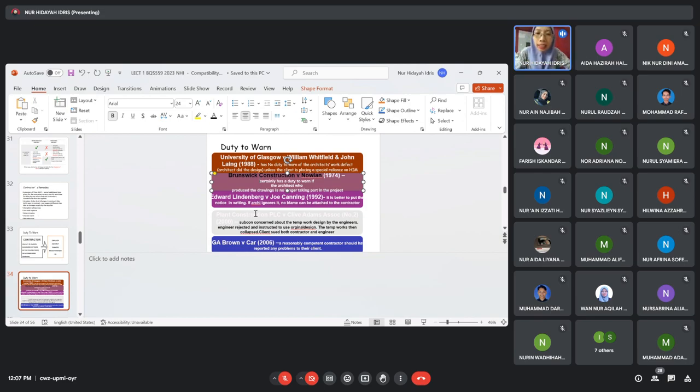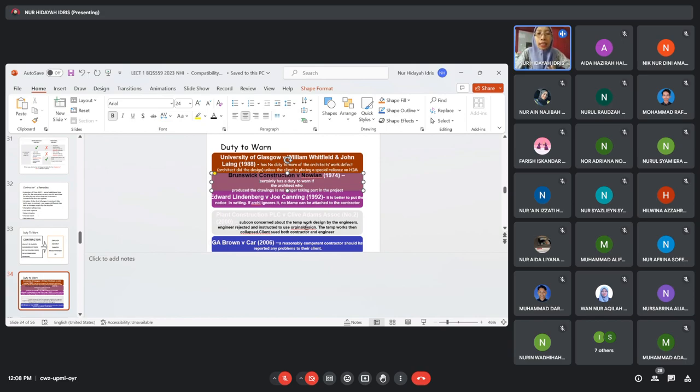Okay, and then Plan Construction PLC versus Clive Adams Associate, number two in year 2000. The subcon concerned about the temporary work designed by the engineers. Engineers rejected and instructed to use original design.